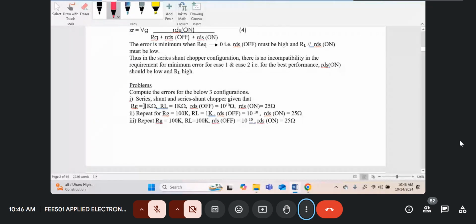Okay, then case 2, you're told to repeat for RG is 100K. So this is a high resistance source, but the load resistance RL is still the same, and the transistors are still the same, because RDS off is 10 to the power 10. Then part 3, repeat again. For RG is 100K, means this is a high source impedance. But now RL is also high, and the devices are the same.